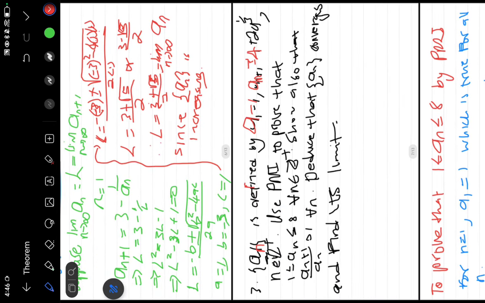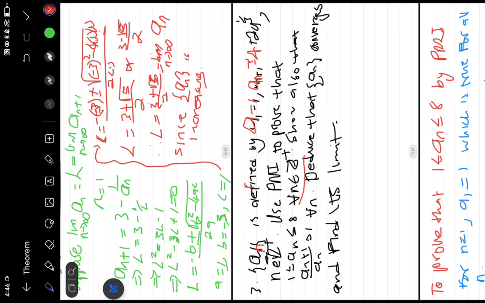So we have this question. It's defined for elements of positive integers, which is the same as natural numbers. And then they say we should use PMI, the principle of mathematical induction. They say use PMI to prove that a of n is in between that.